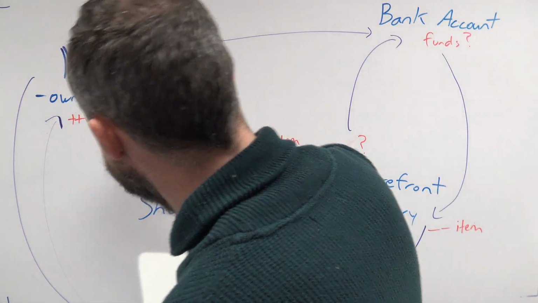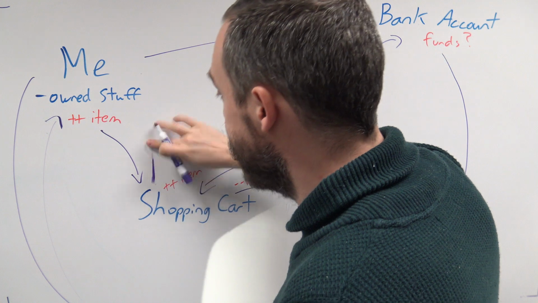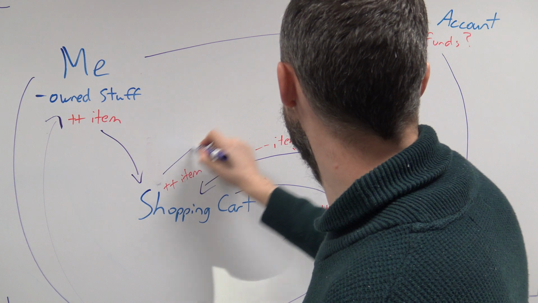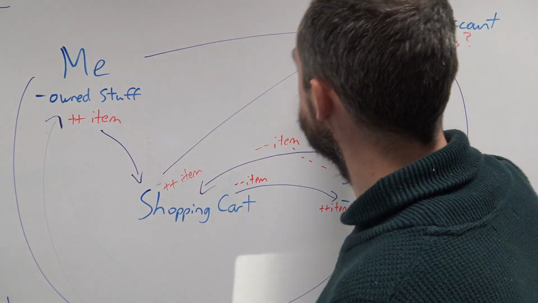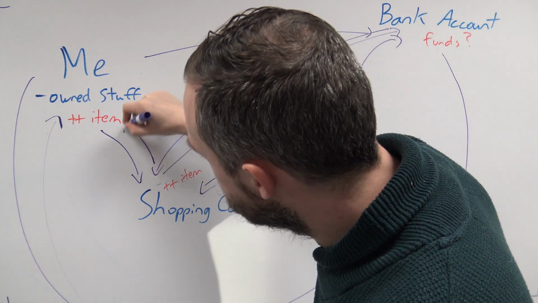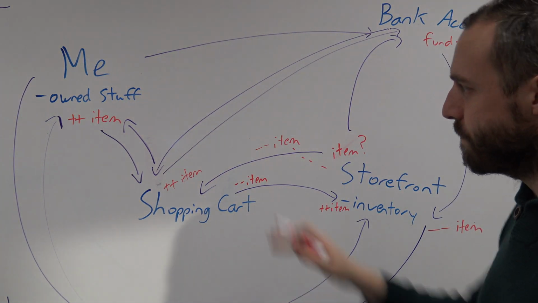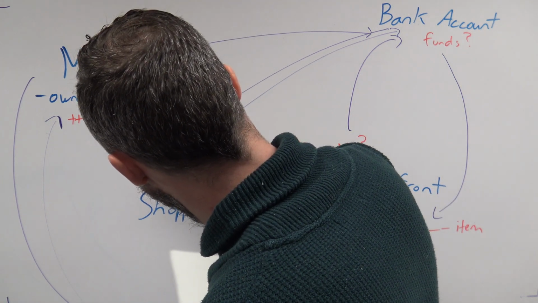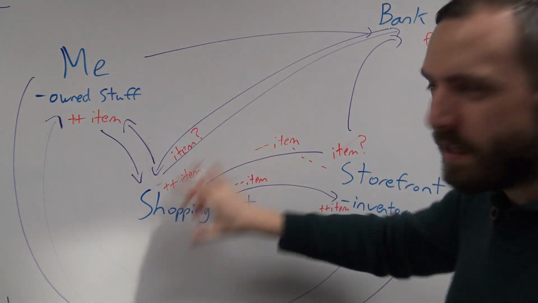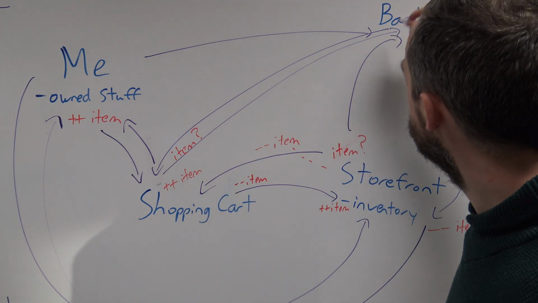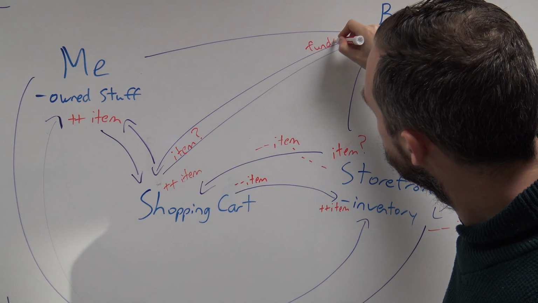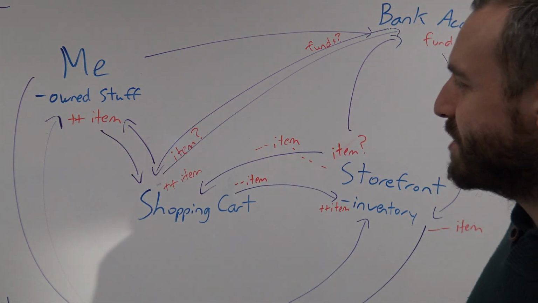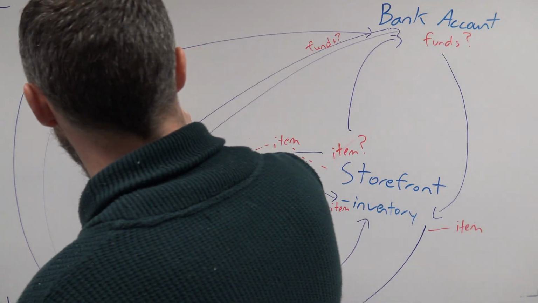And I can potentially purchase it, although not just yet, because I can't purchase things from the shopping cart until I've checked in with my bank. And if it has the funds, it can tell me that this purchase is doable. So again, I have another one of these things. Is the item available in my shopping cart? If it is, I'm going to ask my bank, do you have the funds? And if it does, it's going to make the purchase, and the item is going to be added into my items. So another ++ item.